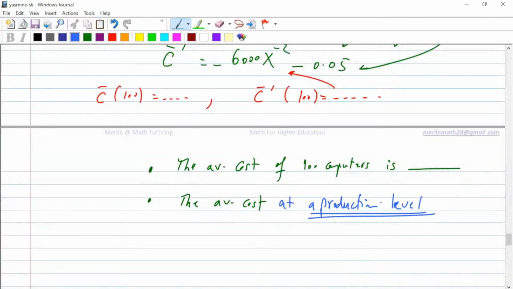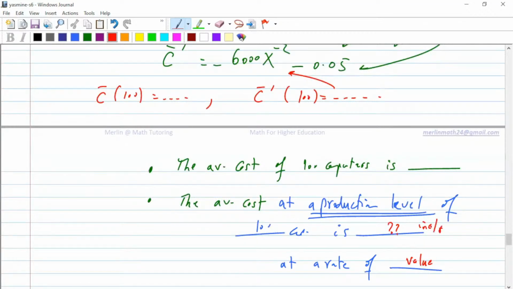No, not yet. At the production level of 100 computers is increase or decrease. So we don't know that C prime. You figure out increase or decrease at the rate of, right? Yeah. Okay. So the average cost at production level of this is increasing at a rate of, we don't know, at the rate of the number that you get. I mean, it's the same as we did before, but you want to write here increase or decrease, and the value that you obtained. Because you want to use calculator. Good? Yeah, good.